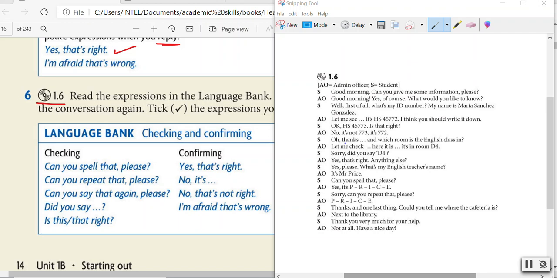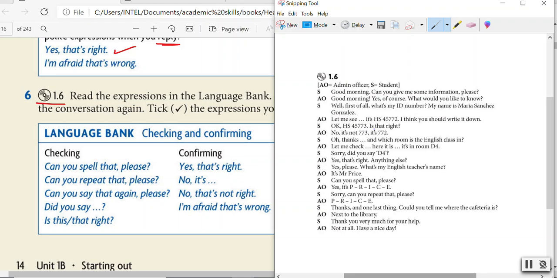Okay, oh, thanks. And which room is the English class in? Let me check. Here it is. It's in room D4. Sorry, did you say D4?